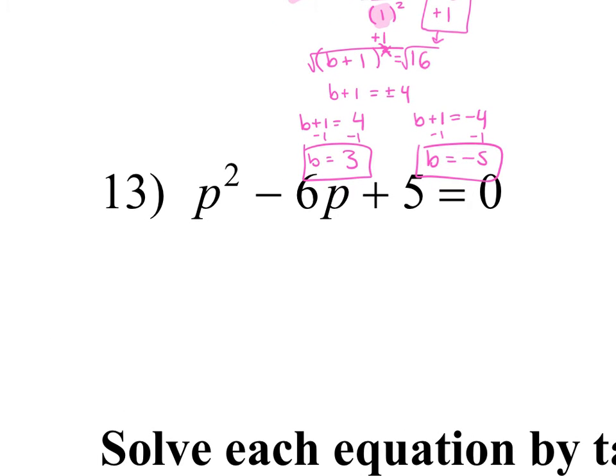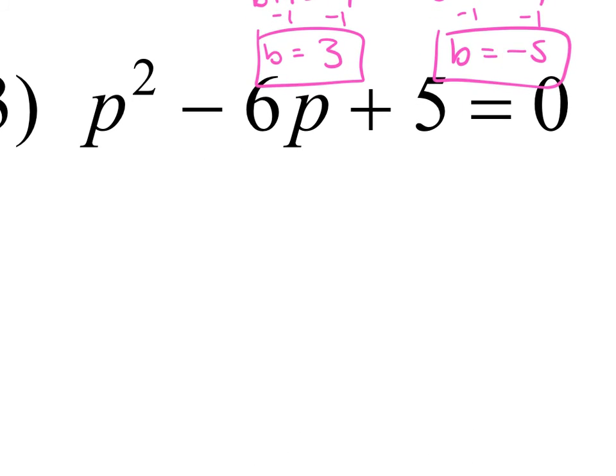All right, let's look at 13. Subtract 5. Perfect. So we have p squared minus 6p is equal to negative 5. What goes in the blank here? B over 2. And what's our b? Negative 6. So negative 6 over 2 squared.